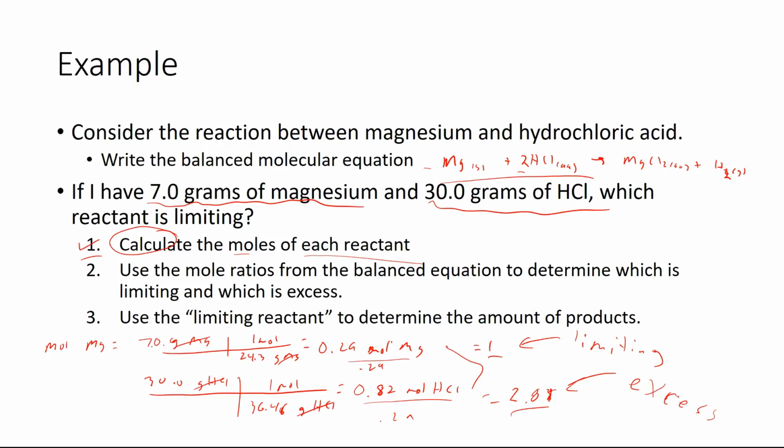Why I need to know this is I have to use the limiting reactant to determine how much product I actually get. Essentially that means that the magnesium is going to run out sooner than the HCl, because I don't have enough magnesium. So in this case, I would identify the 7 grams of magnesium as the limiting reactant, and I would use that 7 grams to determine how much magnesium chloride I get or how much hydrogen gas I get. That also means that after that reaction is complete, there will be some hydrochloric acid left over in solution. We won't consume all of that.